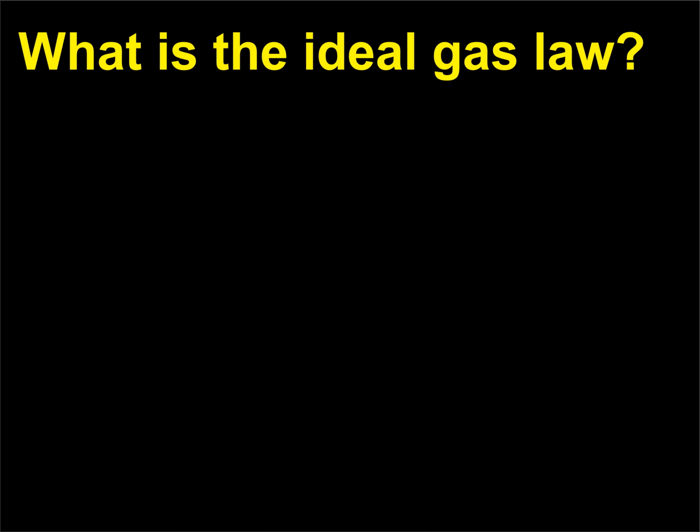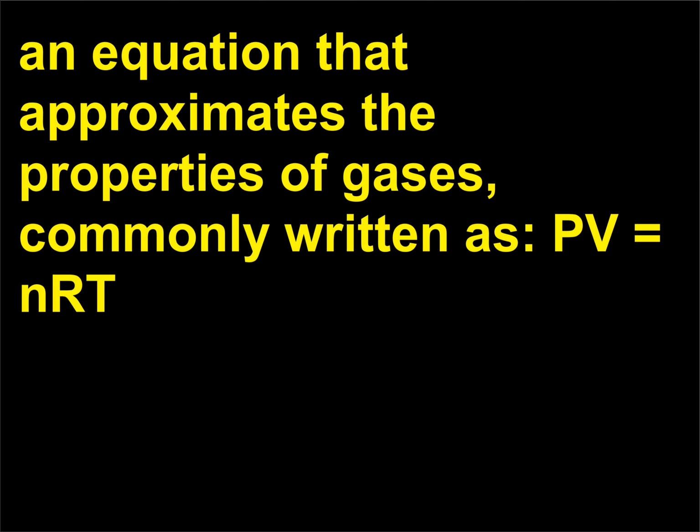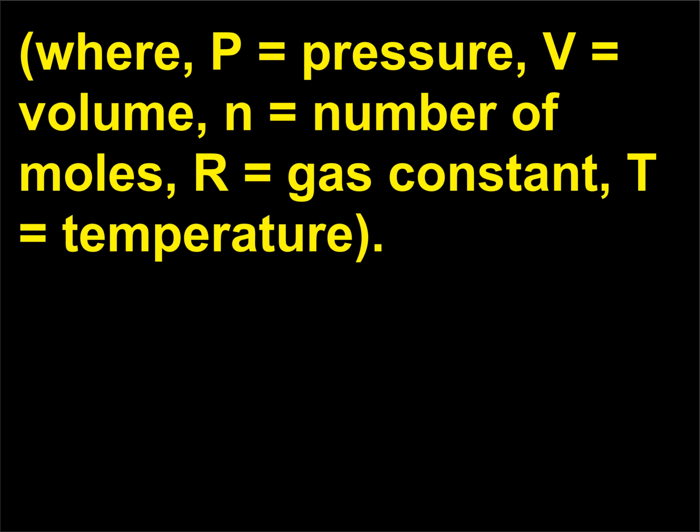What is the ideal gas law? An equation that approximates the properties of gases, commonly written as PV = nRT, where P equals pressure, V equals volume, n equals number of moles, R equals the gas constant, and T equals temperature.